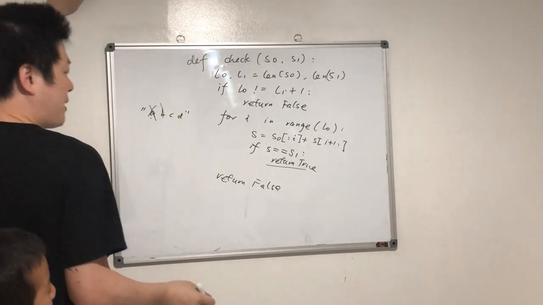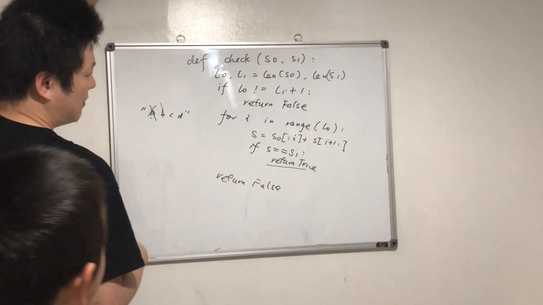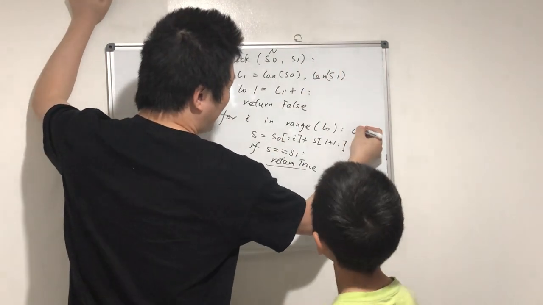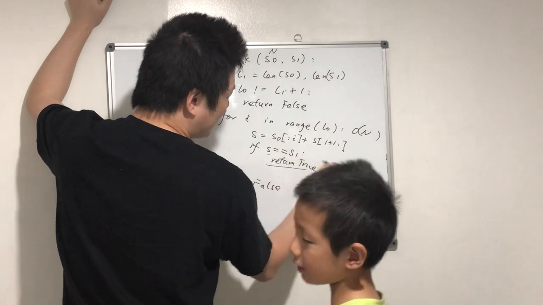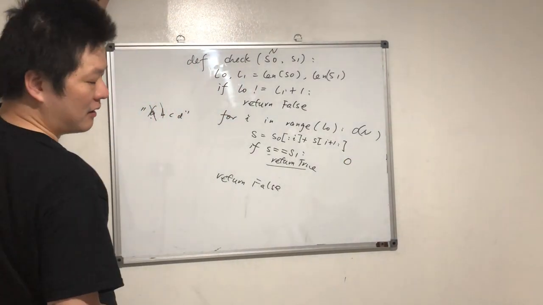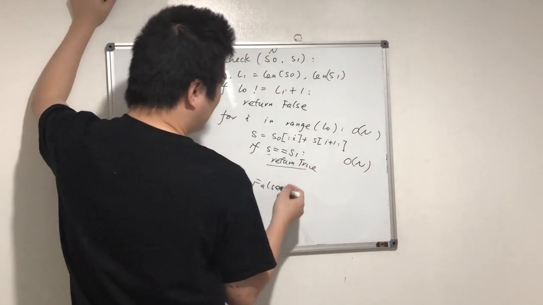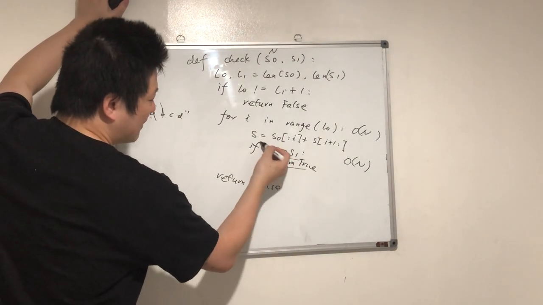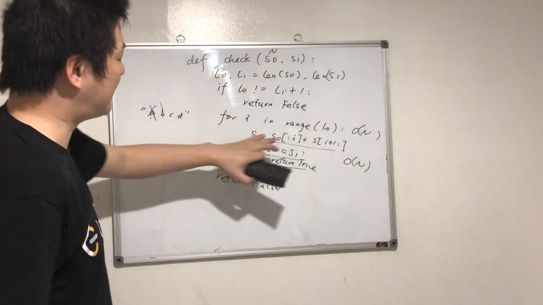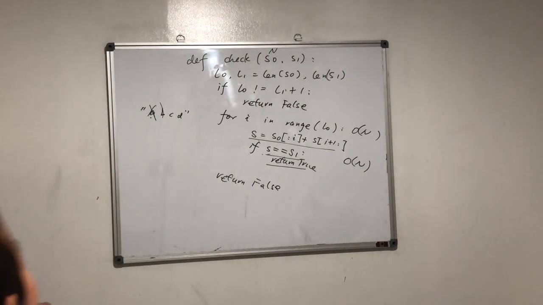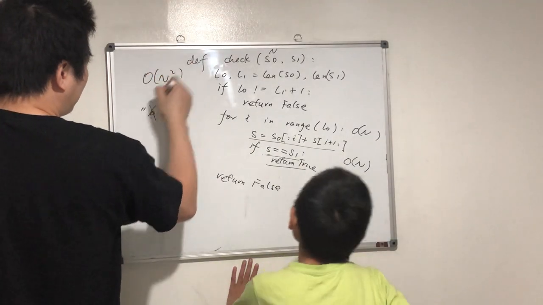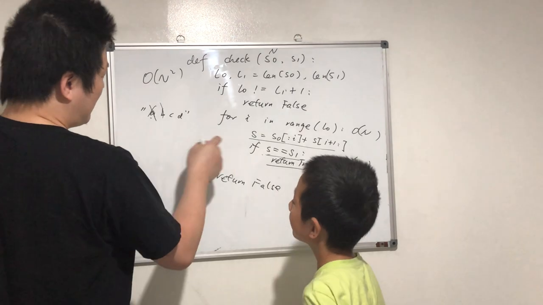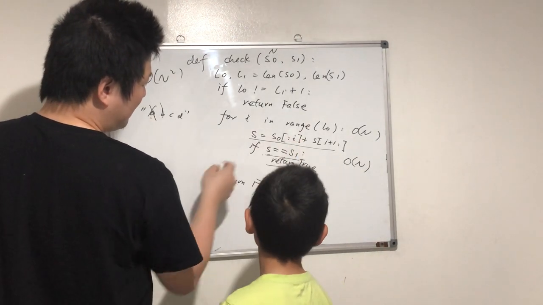What's the time complexity? If the length is n, this loop is O(n), and here the checking is also O(n). Why is it cubic? It's O(n) times O(n), so the complexity is O(n squared). So we can do better. Maybe we can do better. Does it make sense?